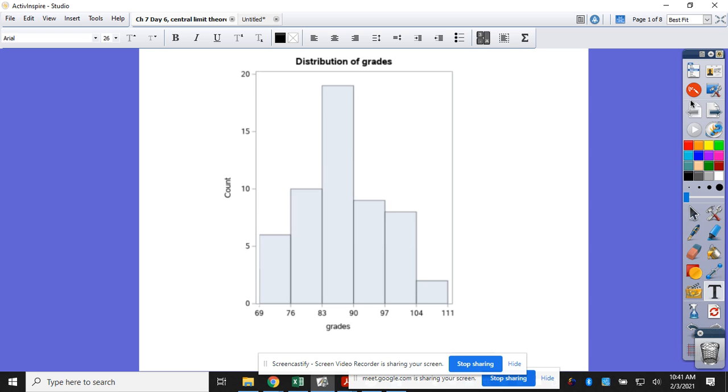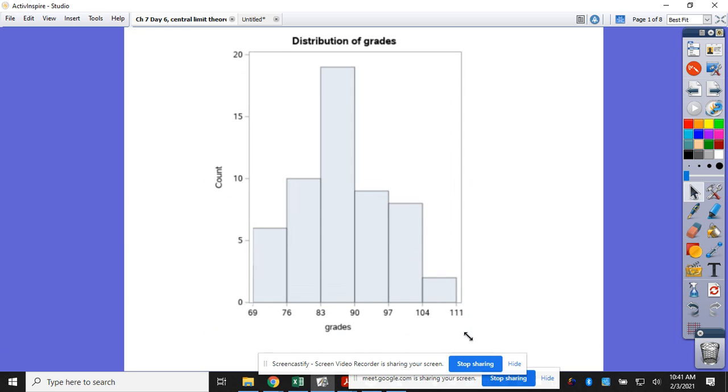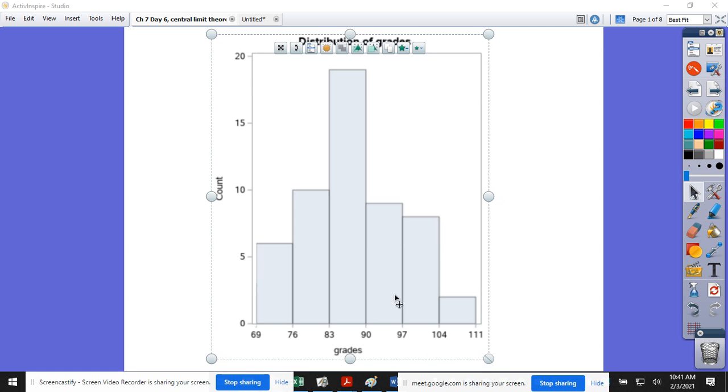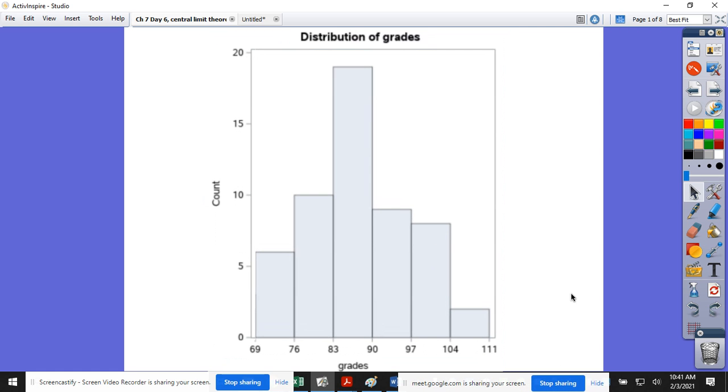So theoretically speaking here, let's unfreeze the board. If this were a distribution of grades, now this one doesn't tell us normal. We're going to get to that. We're not at that point yet. Does that look fairly normal? It looks fairly normal. That's probably not a big deal. That's probably one we could use. It definitely peaks at 83 to 90. There are some grades that go above 104. There's a section of like 8, 7, 8, something like that, that go between 97 and 104. So this distribution right here looks fairly normal, approximately maybe.